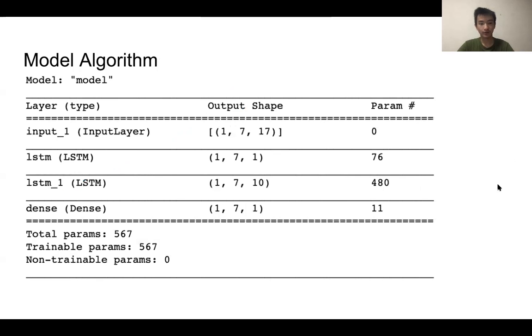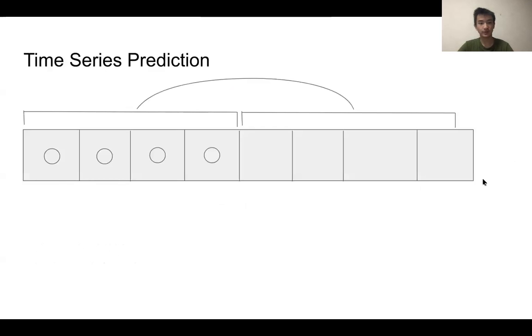So for the model algorithm, I use the input layer, two LSTM layers, one with 1 unit and one with 10 units, and the dense layer, which is kind of like the output layer. For the input layer, I had 17 features, and the 7 is the time step for the time series prediction. This is a really bad visualization, but basically I'm looking at a 2-week period. I'm using the first 7 days to predict the numbers for the next 7 days. This is basically time series prediction, and that's the time step, which is 7, which gives me the extra dimension of 7.